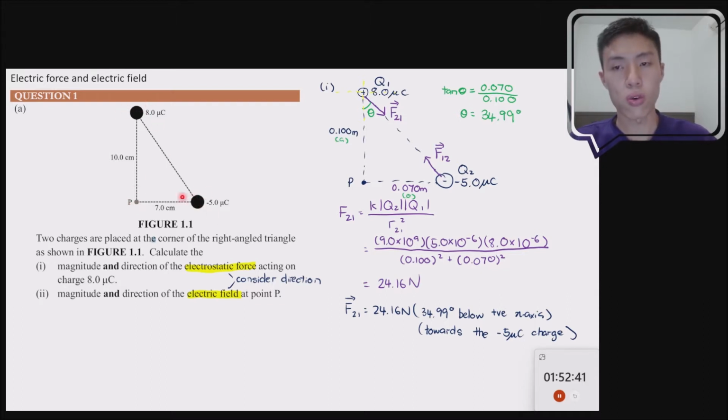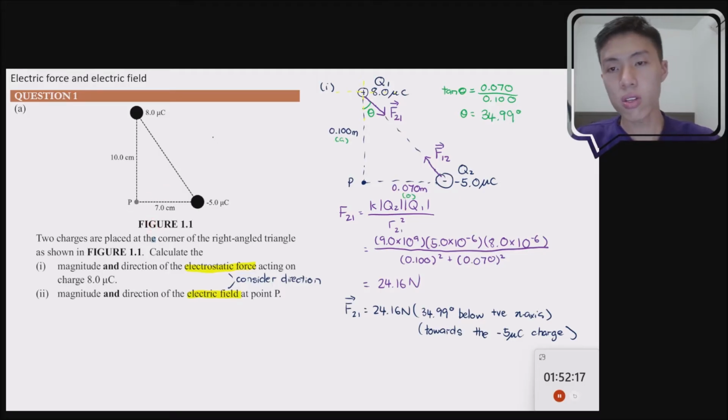Same thing for Q2. Q2 produces an electric field at its surrounding. P is at the surrounding of Q2, so P will also have electric field produced by Q2. So at point P, there will be an overlap of the electric field produced by Q1 and Q2, and we need to figure out how to combine them together. Remember, you need to consider their direction when you combine. So you cannot just add them up. This is not a simple addition kind of question.